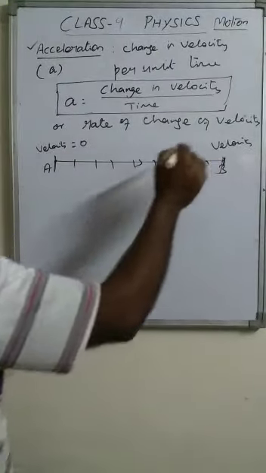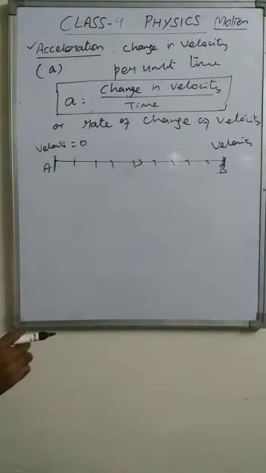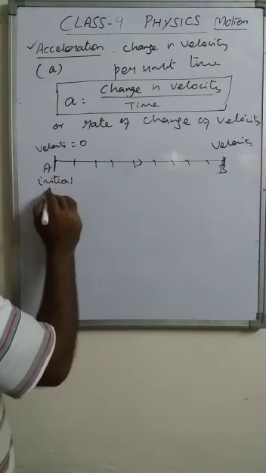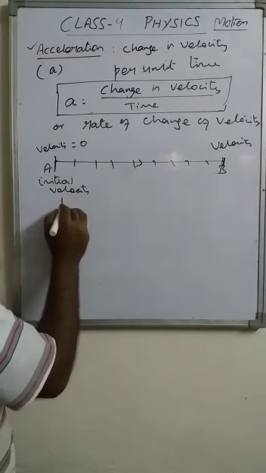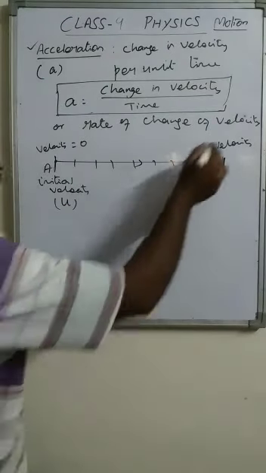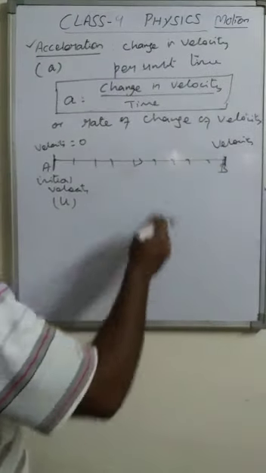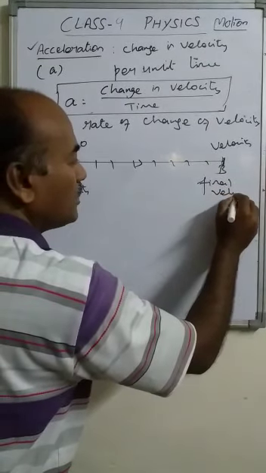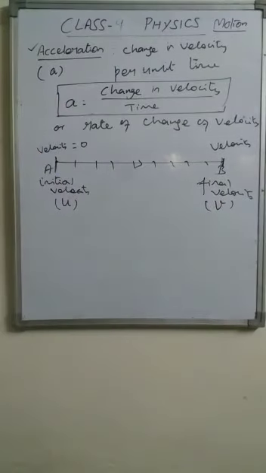Here we are going to measure the velocity at this point and this point. In the beginning, we have the velocity that we call initial velocity. The initial velocity is given by the symbol u. And at the point where we find the velocity after some time, that is the final velocity. The final velocity is given by the symbol v.